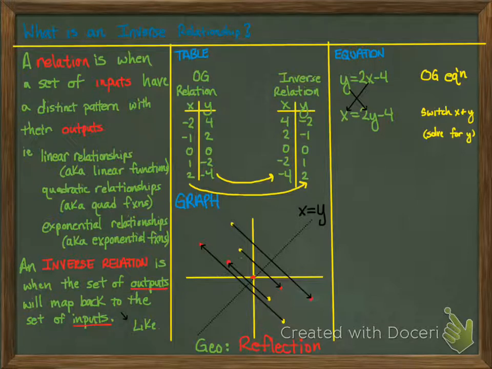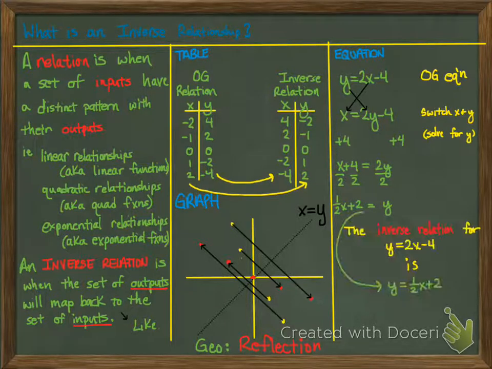At this point, we solve for y. We had y originally solved for, and we're going to go back and do that again. So we do what we normally do, solve for that y, add the 4 to the other side, divide the 2 to the other side, and now we have y equals 1/2 x plus 2. What is that? That is the inverse relationship, or relation, for y equals 2x minus 4. The red dots on the graph are created by that equation, y equals 1/2 x plus 2.